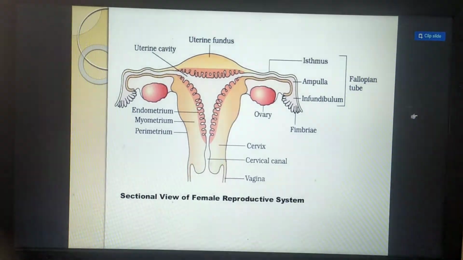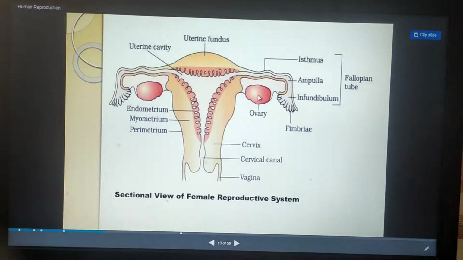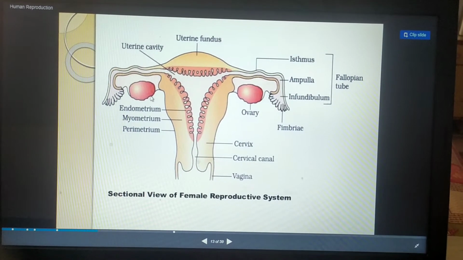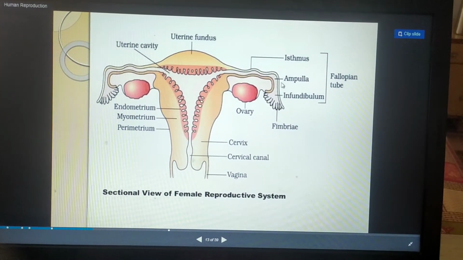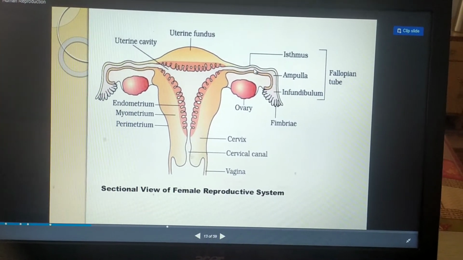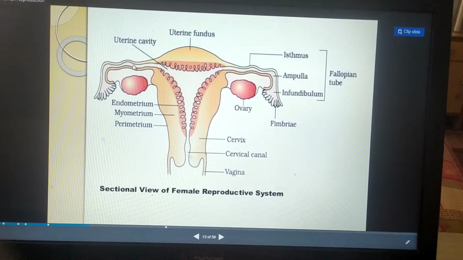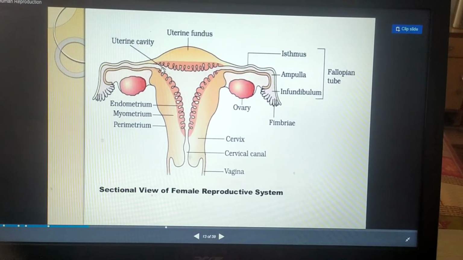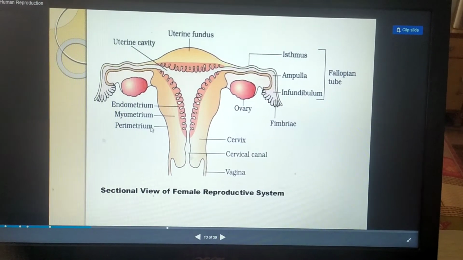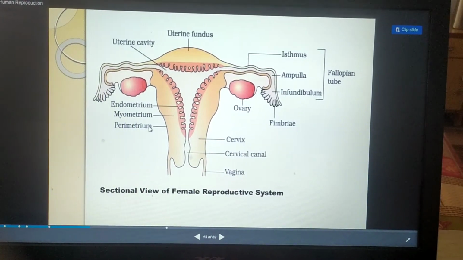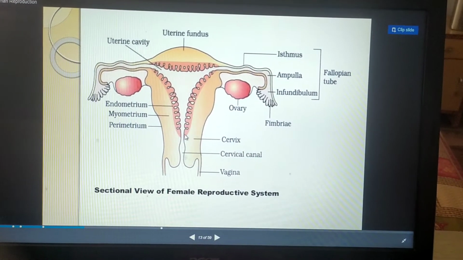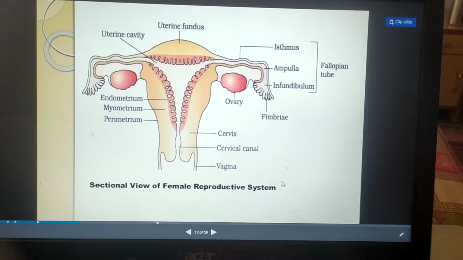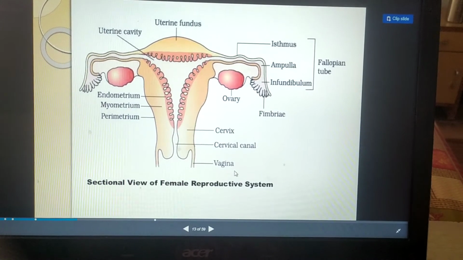So here you can see, students, these are the ovaries, the red colored part, one on each lateral side. So two ovaries are there. Here you can see the fallopian tube, that is this part. Here also this is the fallopian tube. This is the uterus, and inside the uterus there are three layers: endometrium, myometrium and perimetrium. Below the uterus is the cervix, then the cervical canal, and last is the vagina or the vaginal opening.